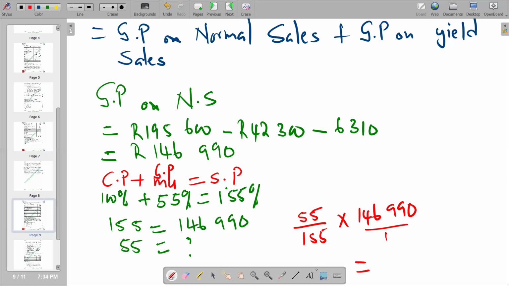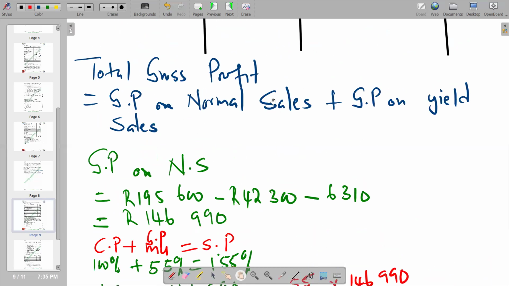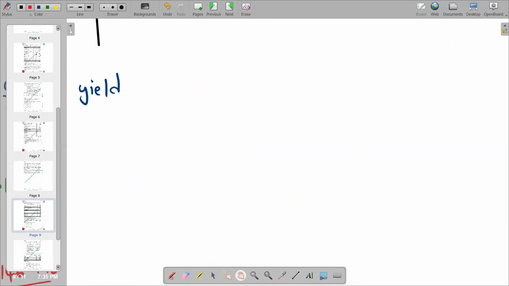So if we calculate it like that, you see that the figure that you're going to get for gross profit on normal sales, to two decimal places, is going to be 52,157 rands, 74 cents. So this is the figure that we have, which represents our gross profit on normal sales. So with that now, remember our formula is saying gross profit on normal sales plus gross profit on yield sales. So we are now supposed to calculate gross profit on yield sales.